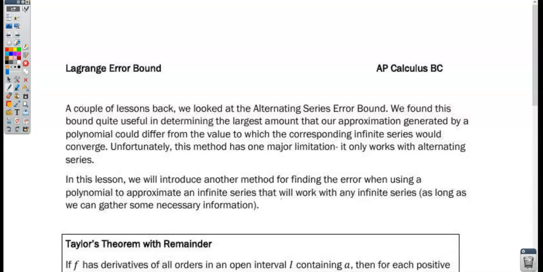In this video we are going to discuss material from section 10.12 of AP Calculus BC. We're going to talk about the Lagrange Error Bound. We're getting really close to the end of the course now, so I can see the light at the end of the tunnel.